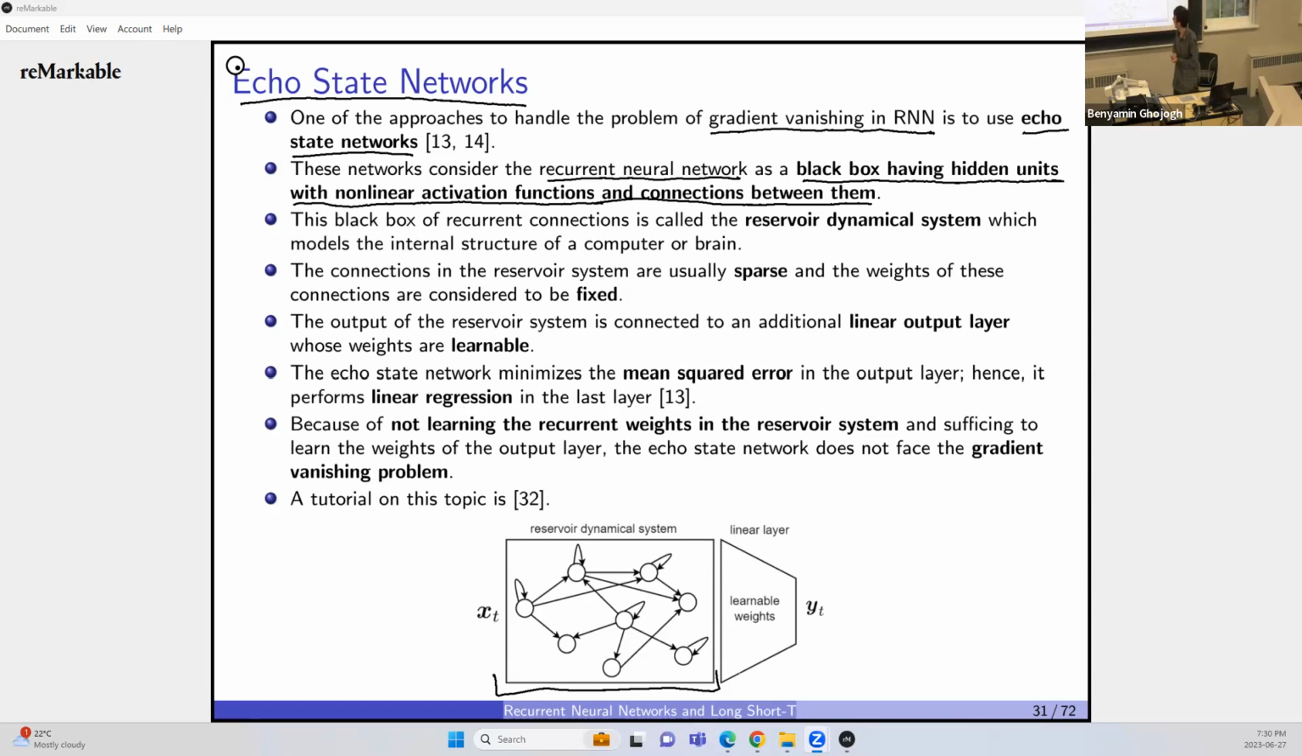And interestingly, it says, I don't want to learn the weights of this black box. I let them be fixed. Okay. And it calls this black box the reservoir dynamical system. This is the name that the author chose. Then it said, let's add a learnable weight, one linear layer at the end, and learn those weights. So the weights of the last layer will be learnable, okay? But the weights in the reservoir dynamical system will be fixed. What does it remind you of?